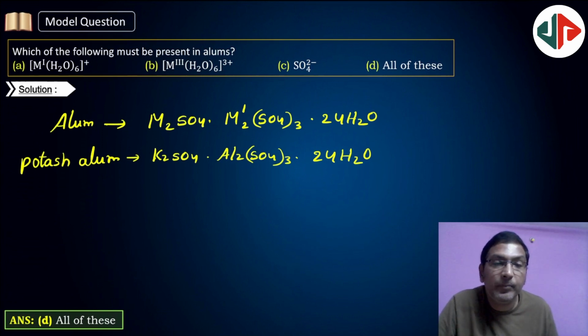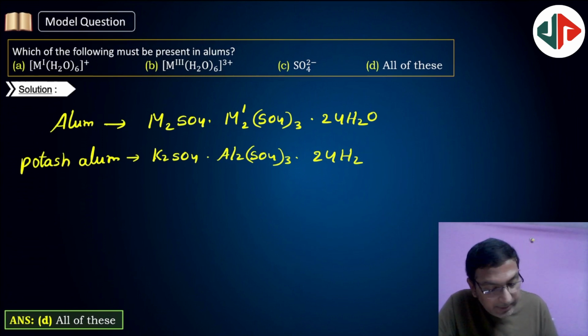K2SO4·Al2(SO4)3·24H2O. So this is potash alum. There are two types of ions there. Here monovalent, oxidation state +1, and here +3.